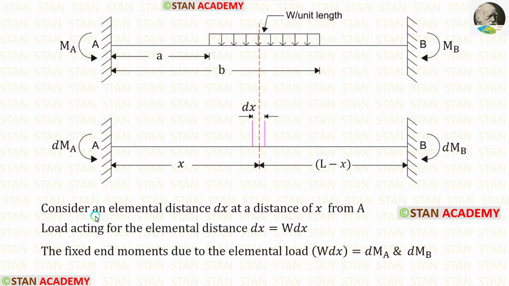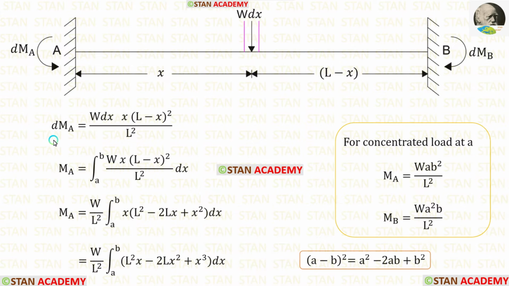Let us consider an elemental distance dx at a distance of x from the point A. The load acting for the elemental distance dx will be equal to W into dx. The fixed end moments due to the elemental load W dx will be dMA and dMB. Now let us make a formula for dMA.